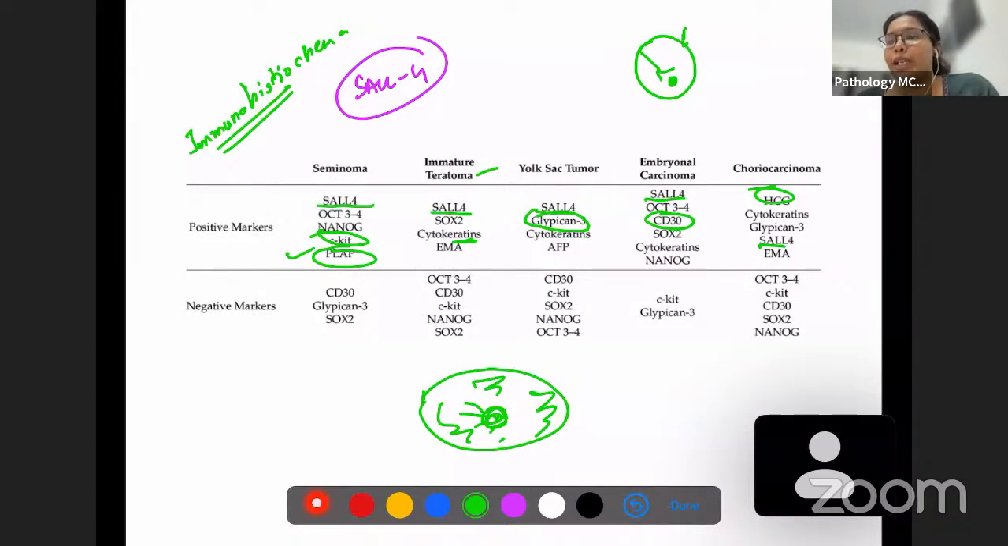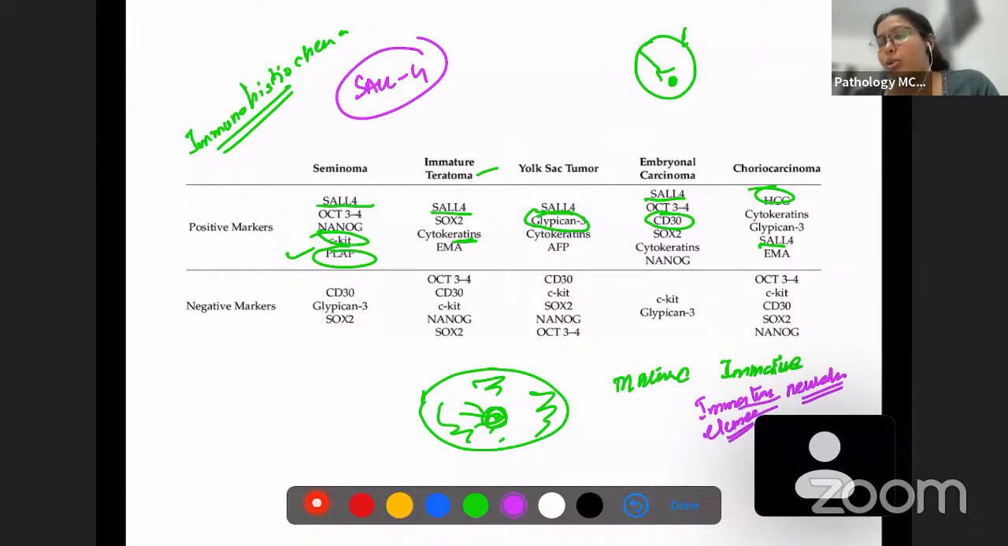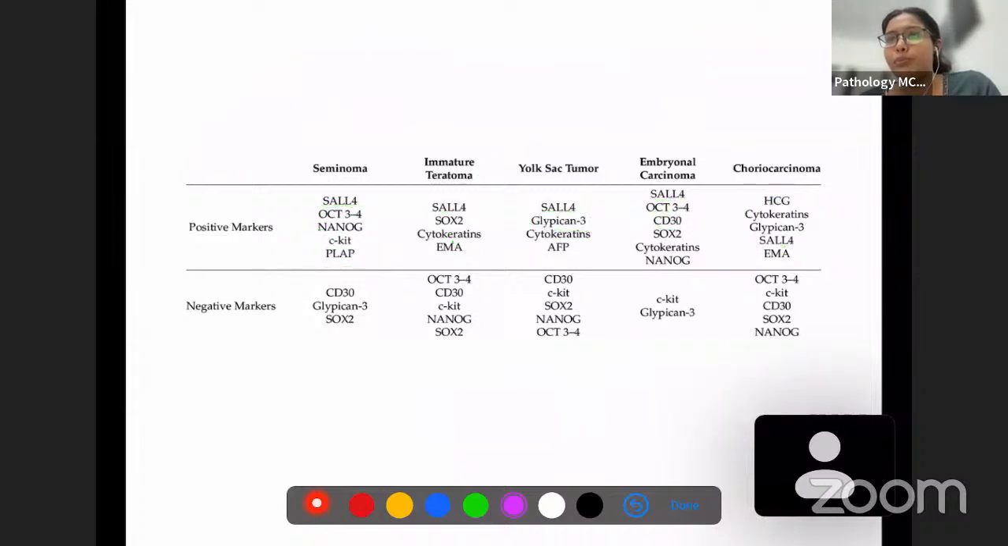Teratomas can further be classified into mature and immature. How will you know if the teratoma is mature or immature? If the teratoma has immature neural elements, then the teratoma is immature. Otherwise, if it does not have any immature neural elements, then it is going to be a mature teratoma. So this is how you know if the teratoma is mature or immature.